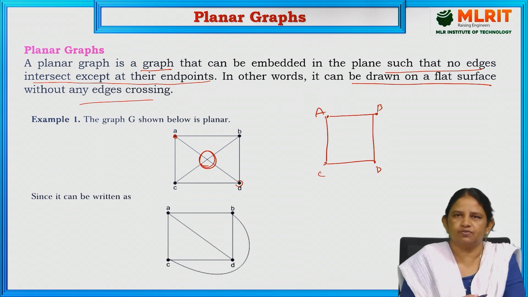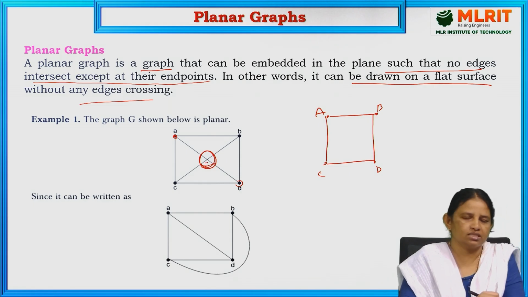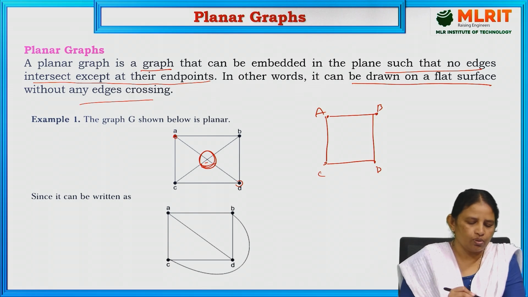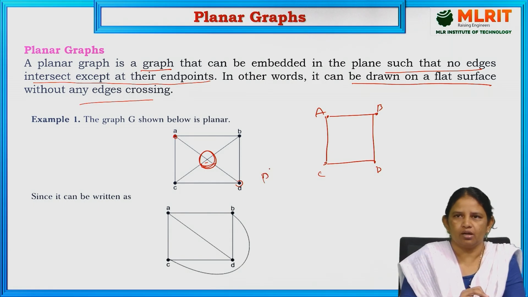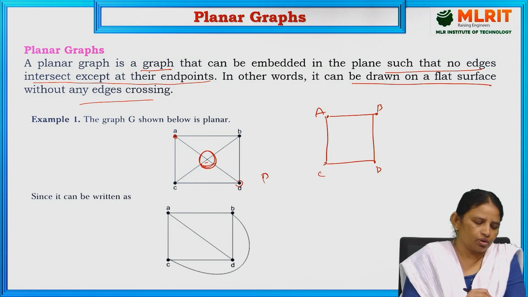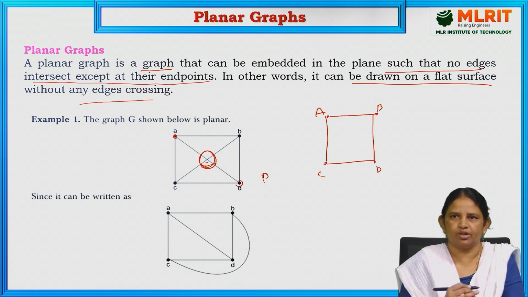In simple words, a planar graph is a graph which can be drawn on the plane such that no two edges cross each other. So, what is the objective of planar graph? We need to convert the given graph from non-planar to planar. Planar means no edges should be crossed. If it is non-planar, we need to convert it into a planar graph without changing the meaning of the original statement of the given graph.